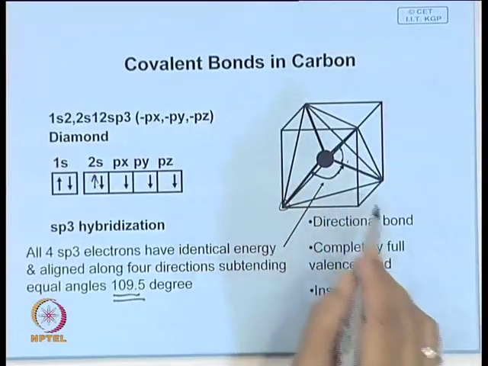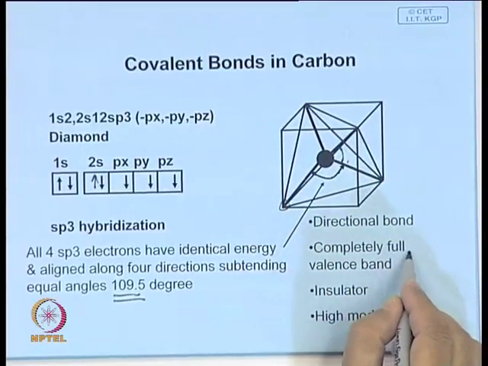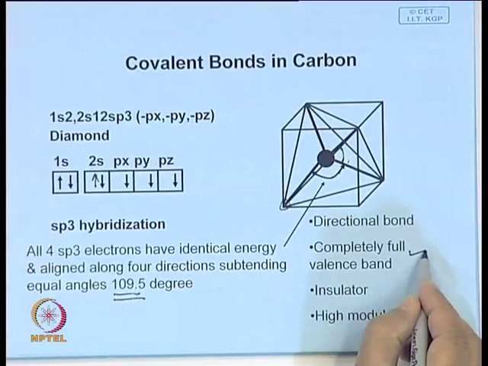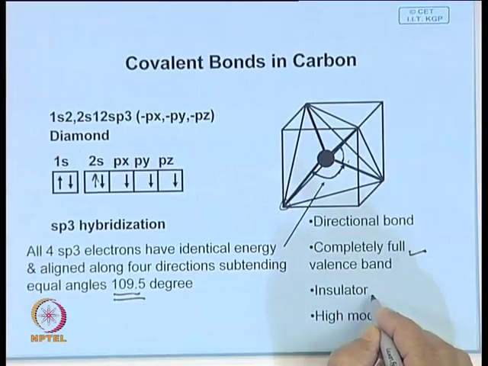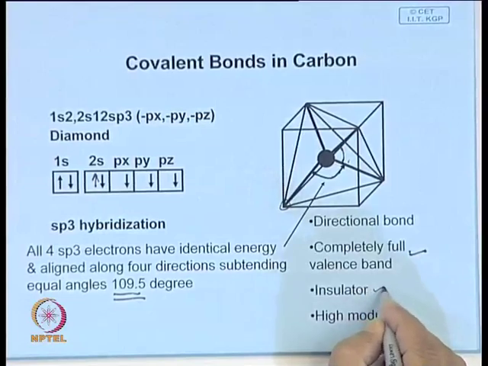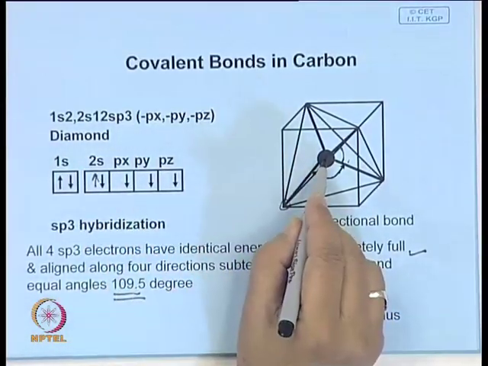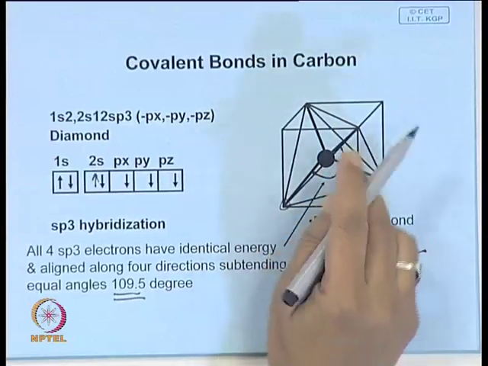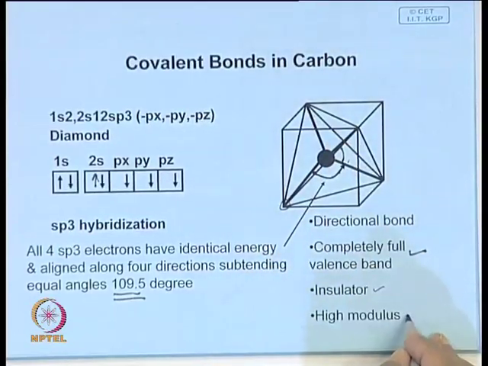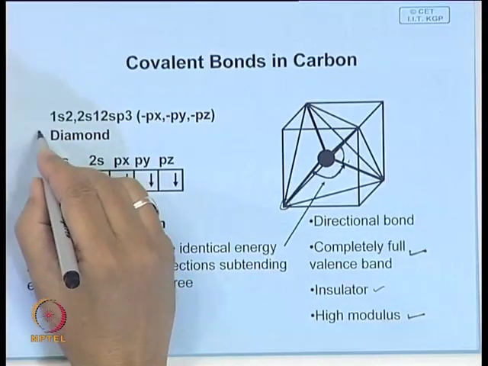Now, this type of bond is highly directional. It has a completely filled up valency band. So, therefore, there is no electron to carry charge. Therefore, it is an insulator, it has insulating property, and this bonding is extremely strong. The distance between carbon to carbon atom is very small. So, therefore, it has high modulus. So, this is the structure you get in diamond.